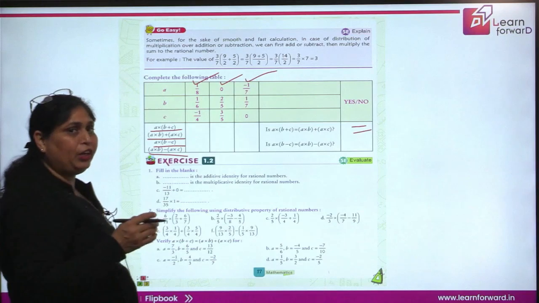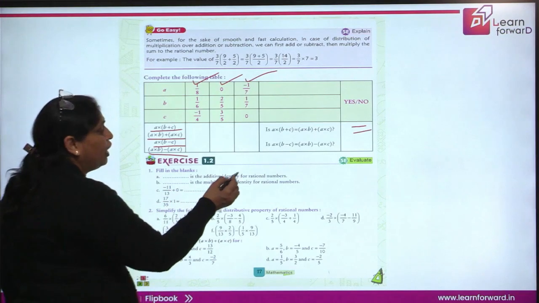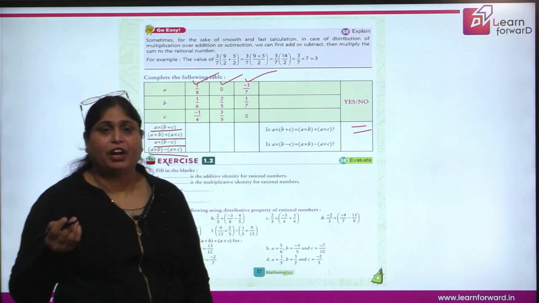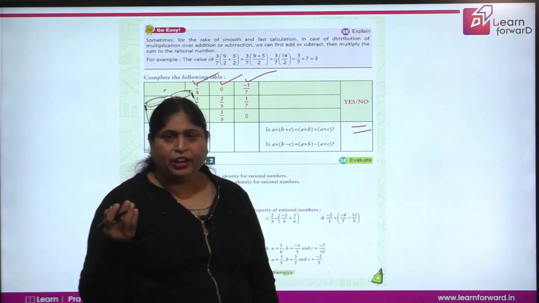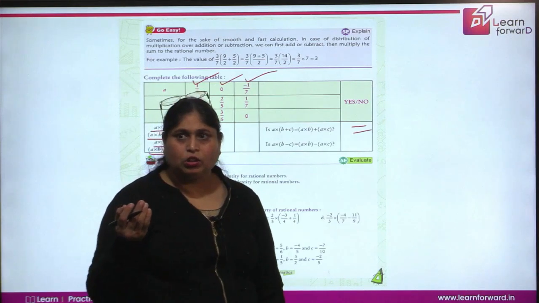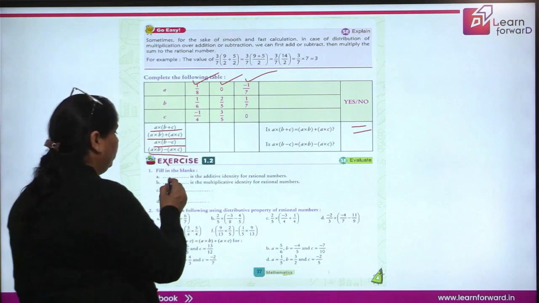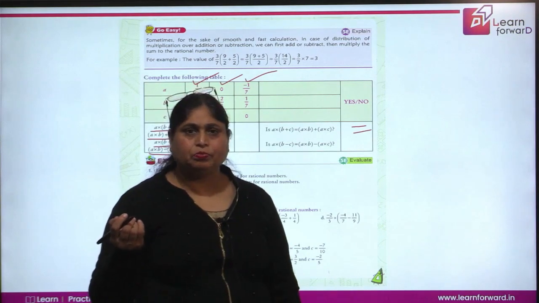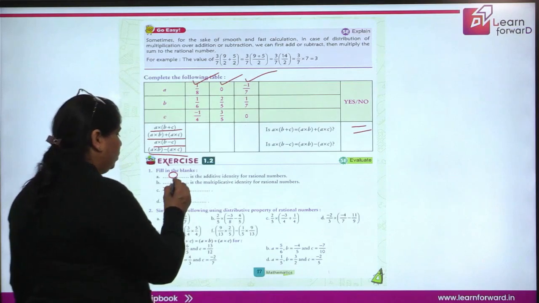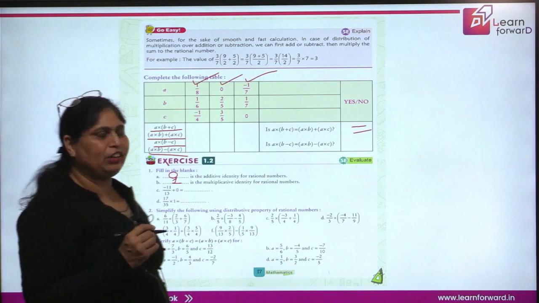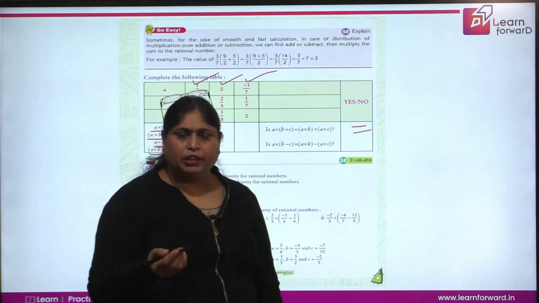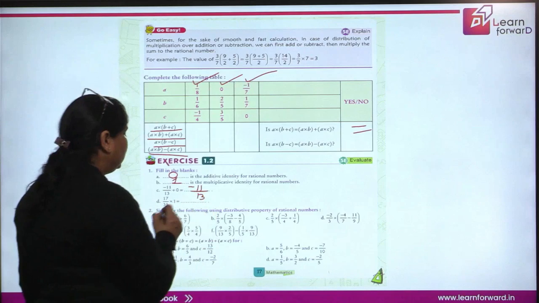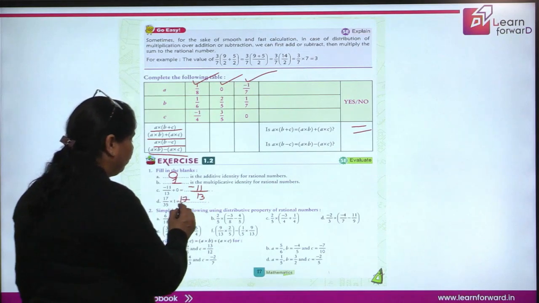Now, let me recall once again, what is the additive identity of rational numbers? Can anyone tell me? Additive identity was... okay, 0, very good. And what about the multiplicative identity of rational numbers? It's 1. Okay. So, what is the answer? Minus 11 upon 13 plus 0 is a rational number, that is minus 11 upon 13. For this it is 17 upon 35.